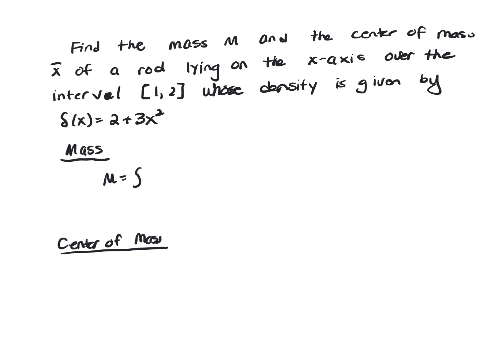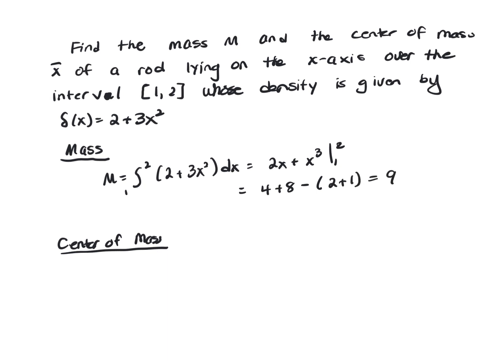That will be the integral from 1 to 2 of 2 plus 3x squared dx, and that will equal 2x plus 3 over 3, which is 1, x cubed between 1 to 2. Substitute in the upper endpoint, and that will give you 4 plus 8 minus the lower endpoint, which is 2 plus 1, and that gives you 9.